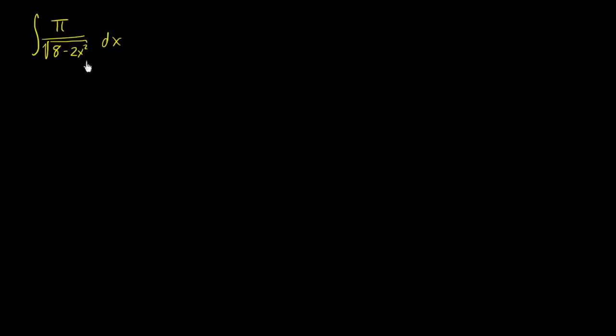Let's see if we can evaluate this indefinite integral. And the clue that trig substitution might be appropriate is what we see right over here in the denominator under the radical. In general, if you see something of the form a squared minus x squared, it's not always, but it's a good clue that it might be a good idea to make the substitution x is equal to a sine theta.